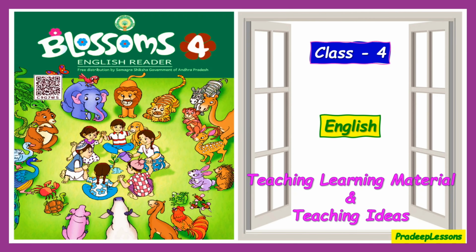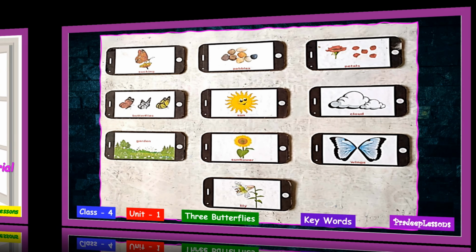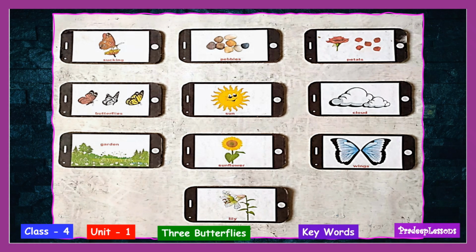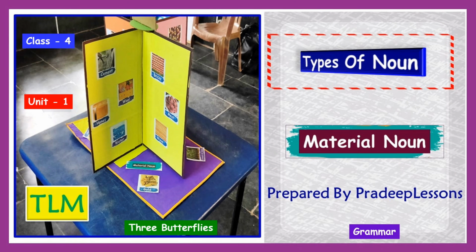Now we are going to watch complete teaching learning material and teaching ideas for class 4 English. This is my first TLM for class 4. Keywords of the lesson 3, Butterflies. Next, my TLM is to teach material nouns.